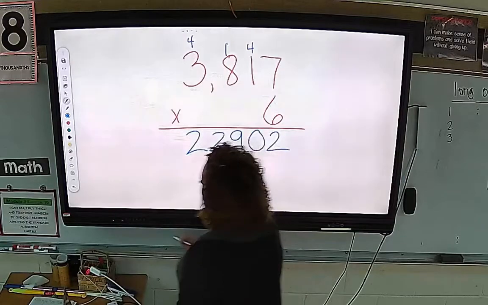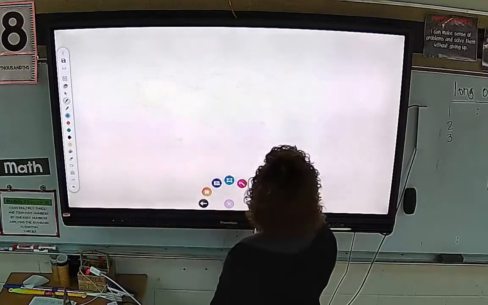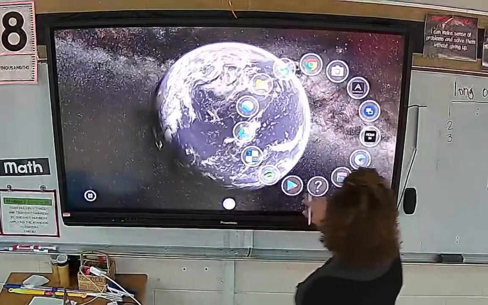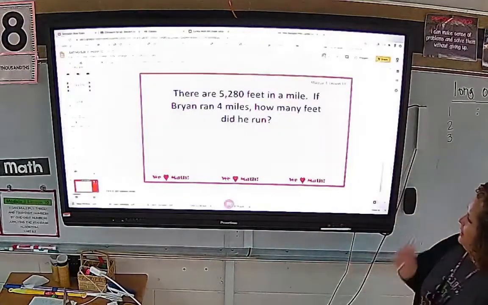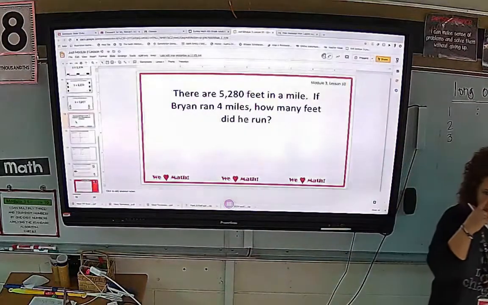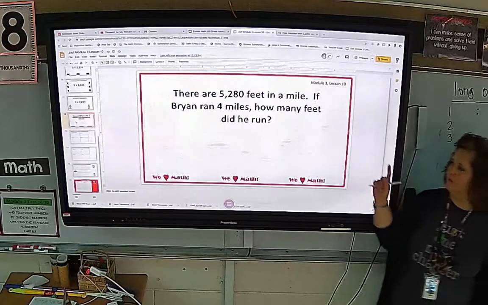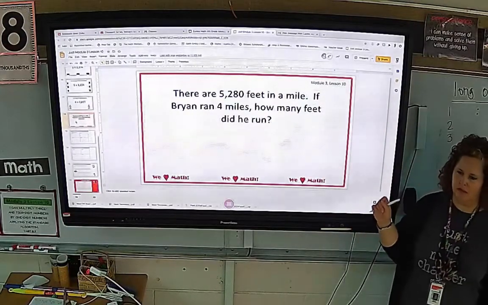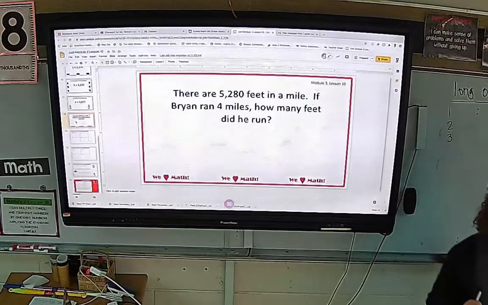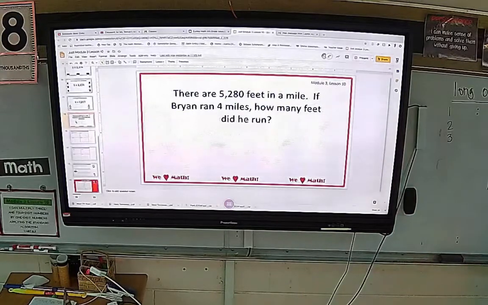Let's look at this. I'm going to go back to our regular chart. Okay, now sometimes our multiplication with multi-digits is going to show itself this way. It did yesterday a little bit. We're going to see it a little bit today as well. So who can read that for us nice and loud? Big boys, nice and loud. Ishmael, go ahead. There are 5,280 feet in a mile. If Brian ran 4 miles, how many feet did he run?